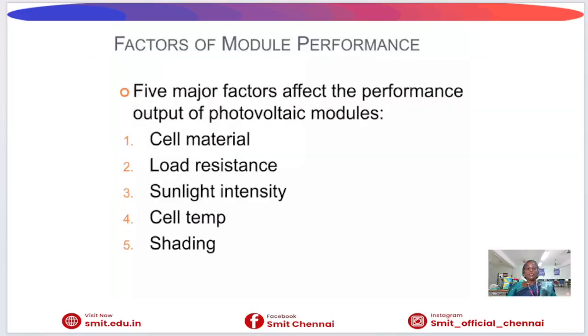An important characteristic of a solar cell is that its voltage output remains almost constant regardless of the cell size. However, the current produced depends directly on the surface area exposed to sunlight. A larger cell can absorb more solar energy and therefore generates a higher current. As a result, increasing the cell area increases the power output of the solar cell.